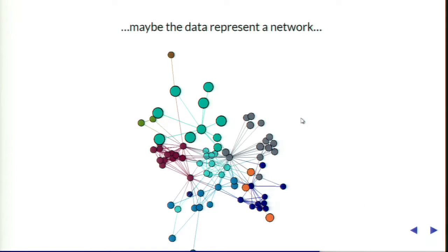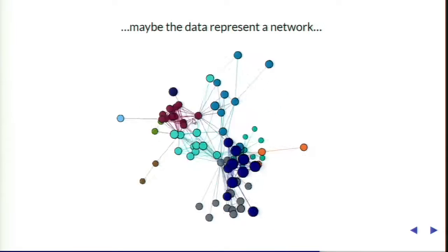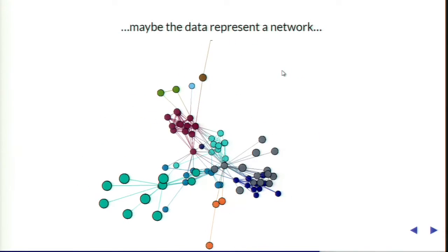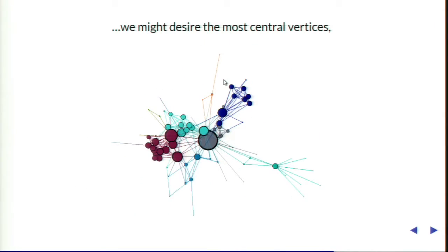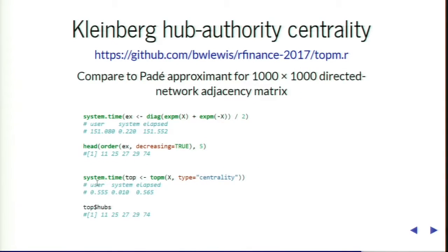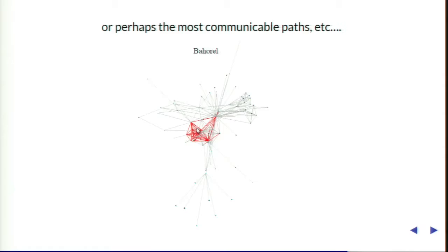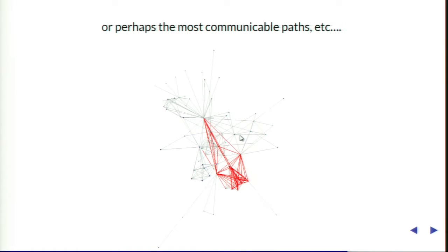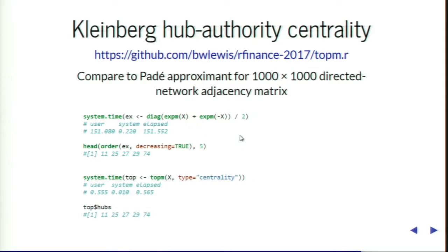Maybe your data represent some sort of network, maybe an adjacency network or something like that, and you might be interested in finding the most central nodes of a network, or perhaps the paths through which data flow most freely in the network. I mean, this is a common thing in finance. Mike and I worked for DARPA on Bitcoin analysis like this years ago.